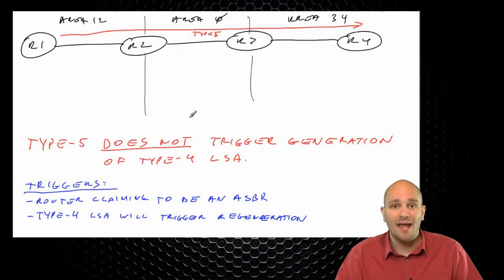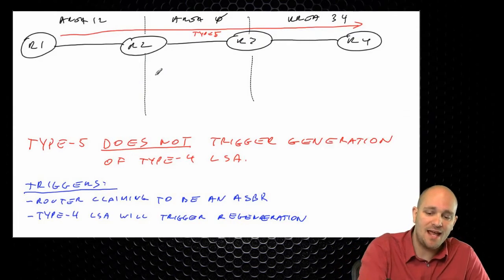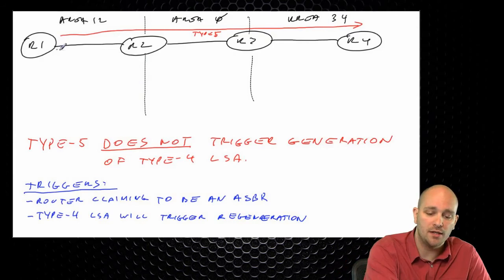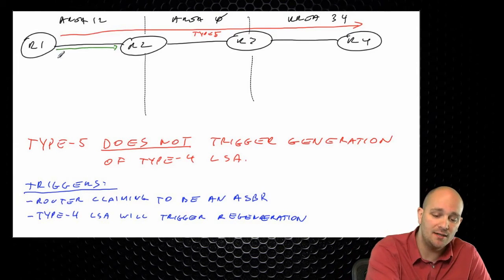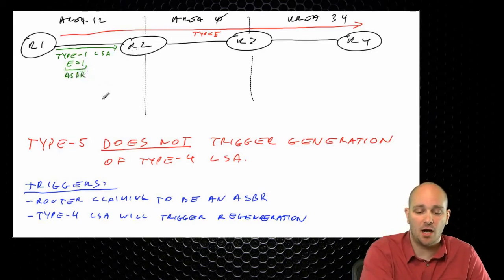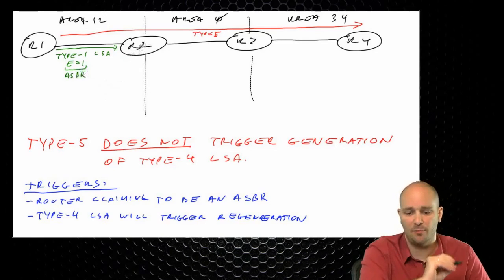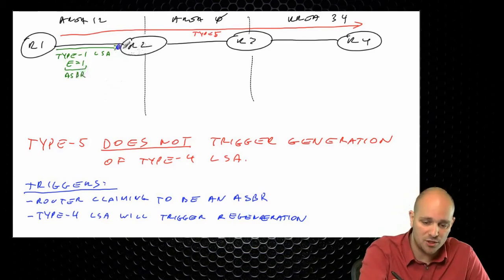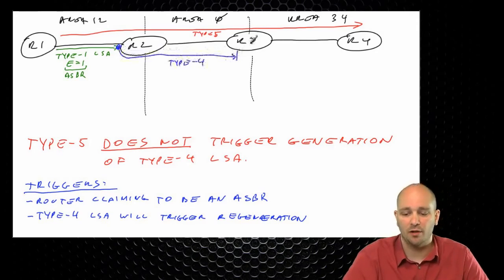So when the router claims to be an ASBR, it is actually going to be R1 here sending information in type 1 LSA with the E bit set to 1. Now, when E bit is set to 1, basically R1 is telling R2, I am an ASBR. Now, when R2 receives this information, based on it, it is going to generate a type 4 LSA that will travel to R3.